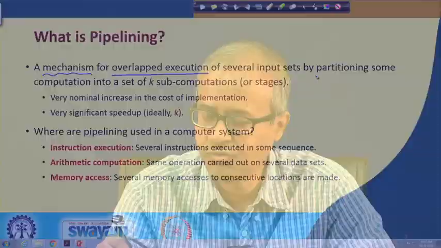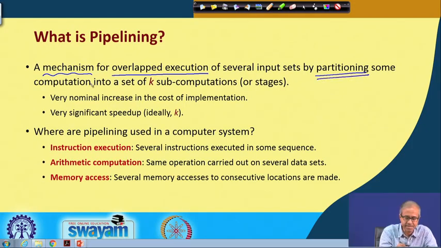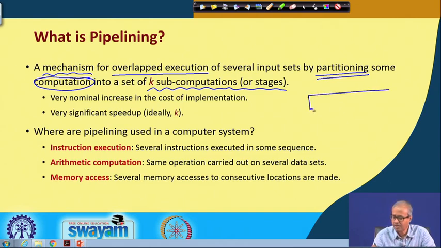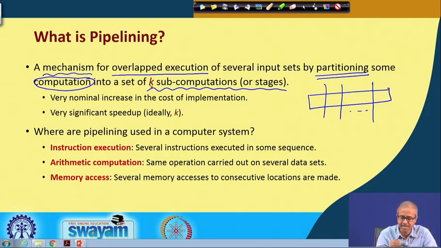Now, the basic idea behind this is that we partition the computation that is being carried out into k number of sub-computations or stages. Like the total computation that was there, we try to divide it up into several pieces of sub-computations. If there are k sub-computations we can divide into, then it is possible to have a very significant speed up, as we shall see, maximum up to k.